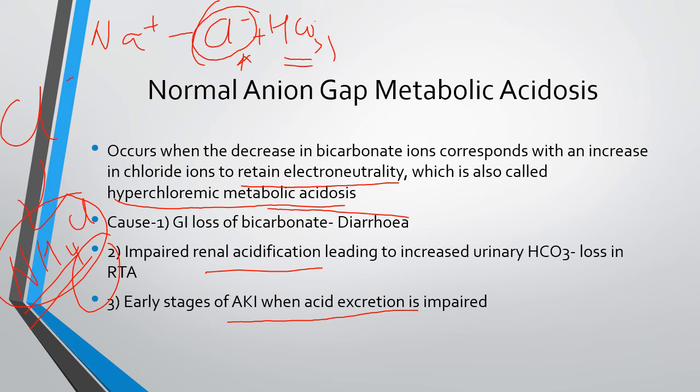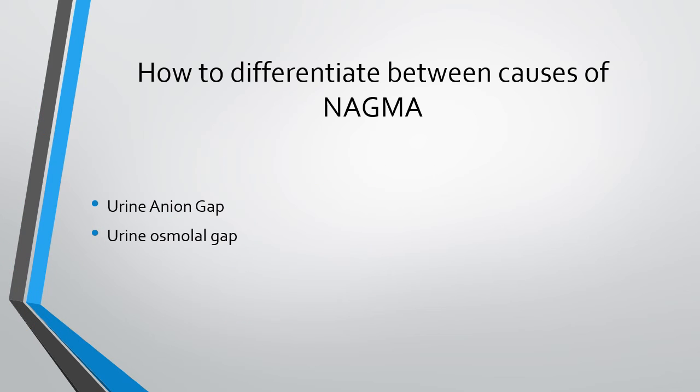Whereas in an extrarenal cause of normal anion gap metabolic acidosis, the increase in chloride in the blood will be compensated by an increase in urinary chloride. Because the kidneys are functioning normally, they will excrete this increased chloride in the form of NH4Cl, and eventually the chloride level will decrease in the blood. So how can we differentiate these two different causes of normal anion gap metabolic acidosis? We see this by checking the urinary ammonia or the urine anion gap or the urine osmolar gap.